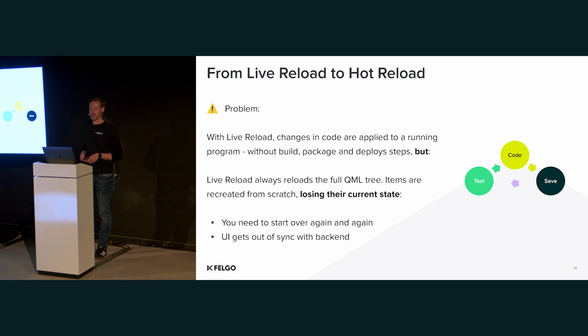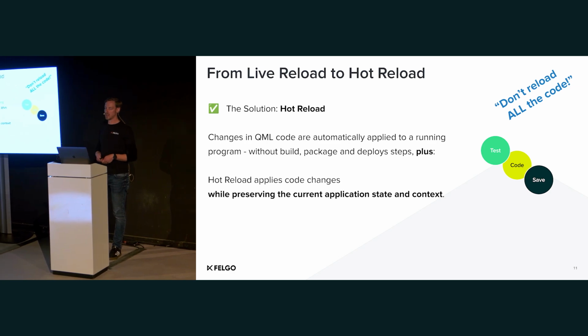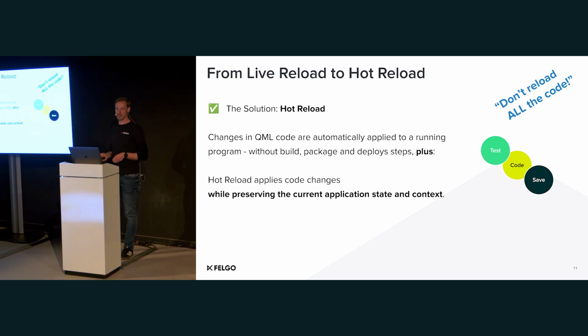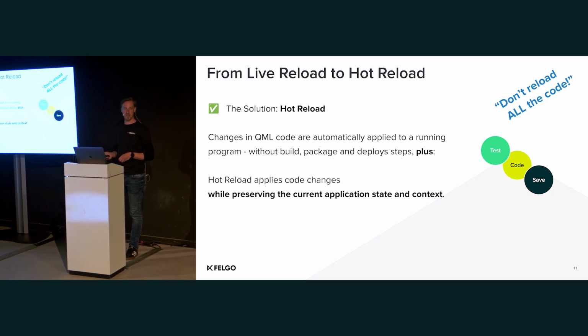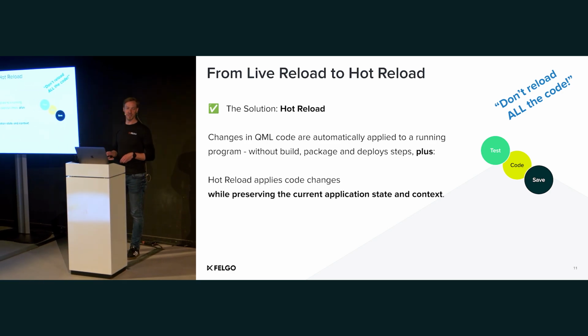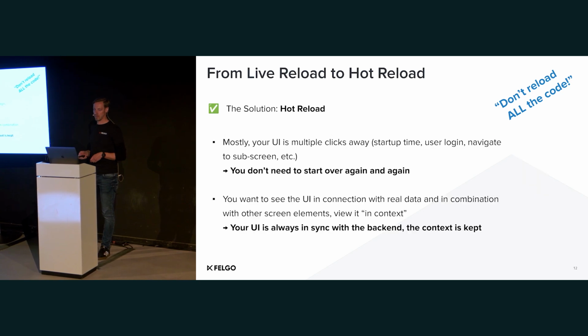So how can we improve that? We are going from Code Reload to Hot Reload. So what is Hot Reload? With Hot Reload, again, you're automatically applying changes to your running program. You can skip the build, package, and deploy steps. But in addition, with Hot Reload, you apply the changes while preserving the current application state and the context. So what does this mean? Coming back to our issues.